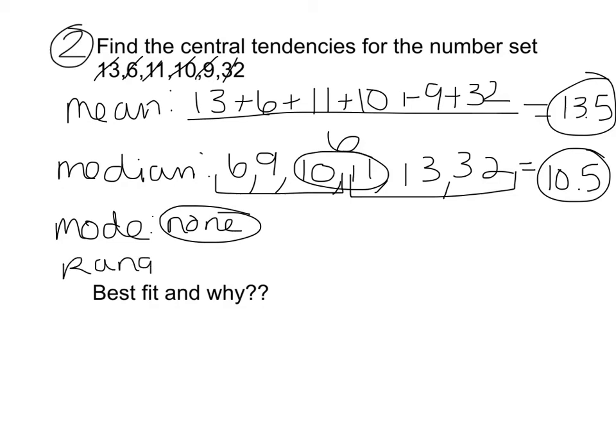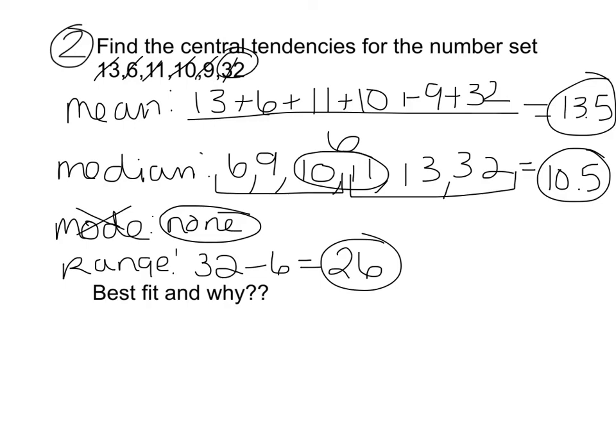Your range is going to be your highest minus your lowest, so 32 minus 6, which gives us 26 as our range. To look for our best fit, we want to see if there's an outlier. First of all, it's numerical data, so it's not going to be the mode. And if we look here, we actually have an outlier of 32. That affects the mean, which means we're going to want to use our median as our best measure of central tendency because there's an outlier.